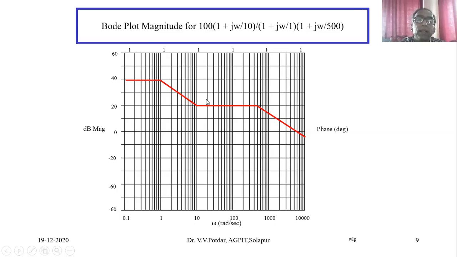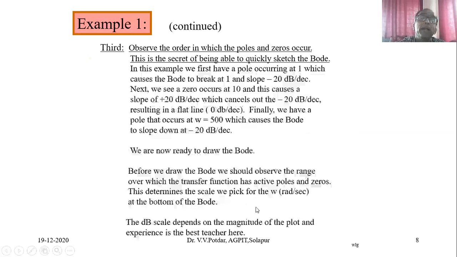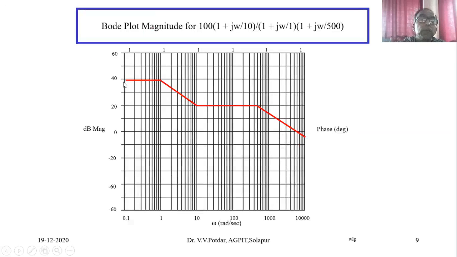What we had written? Constant term k. The straight line parallel to the x-axis is 40 decibel. Up to what point? Up to the first corner frequency. So the 40 decibel straight line for the k term is up to the first corner frequency. And thereafter, I have got a simple pole, starting at the first corner frequency and ending at the second corner frequency, which is 10. And what is the slope? The slope for a simple pole is minus 20 decibel per decade.